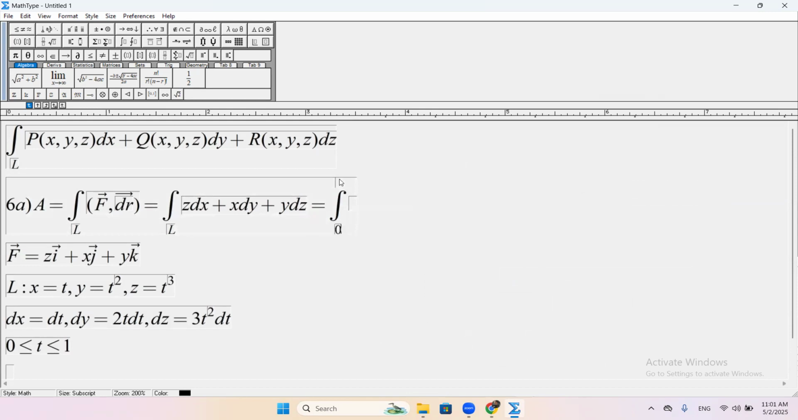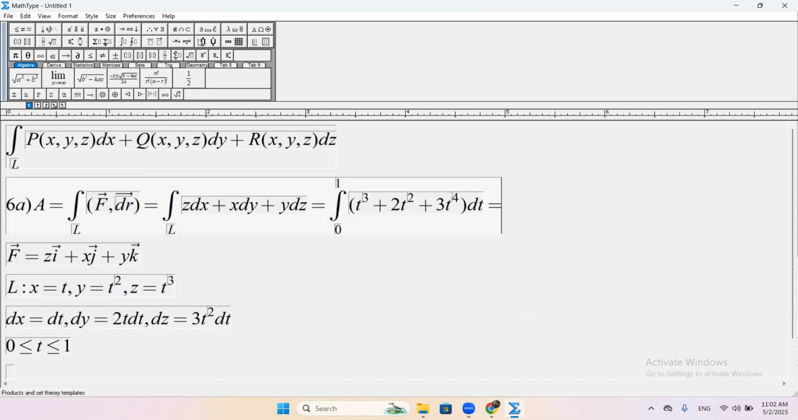From 0 to 1, then z dx, so t³, then x dy, 2t², and what about y dz? So plus 3t⁴ and dt. Let's double check a little bit. So z dx, yeah, correct. Then x dy, correct, and y dz, correct as well.